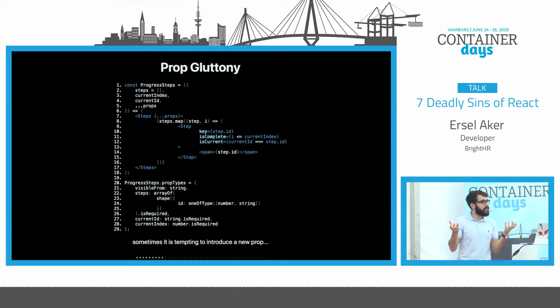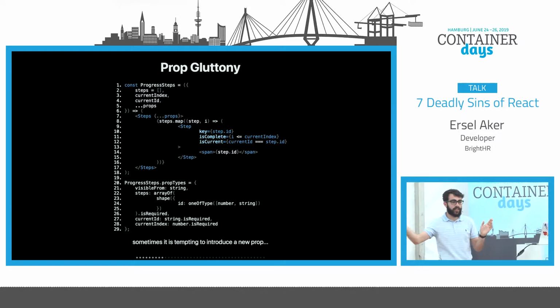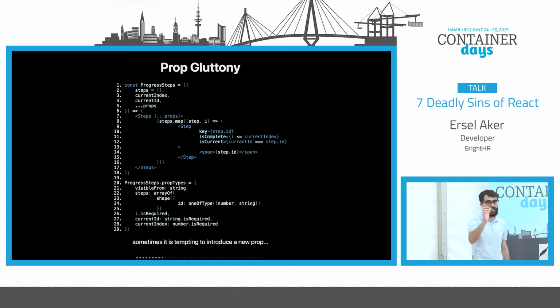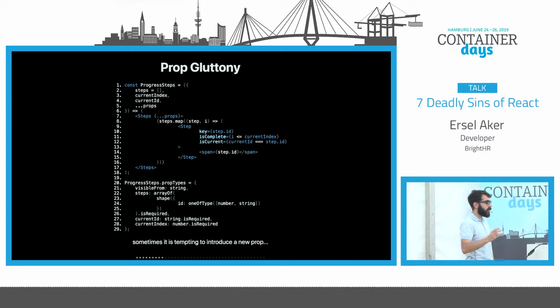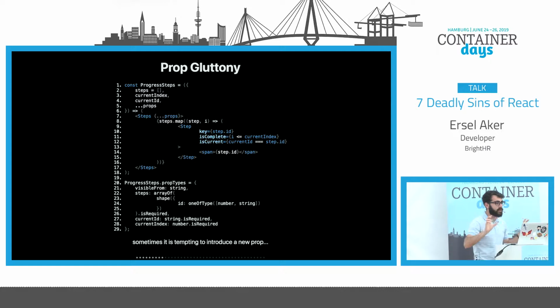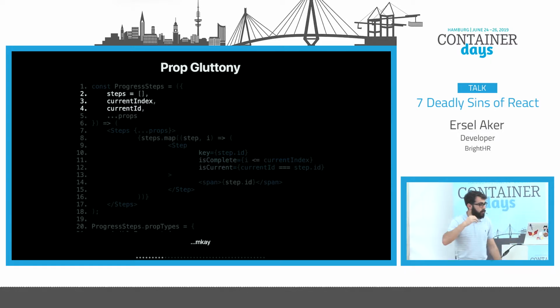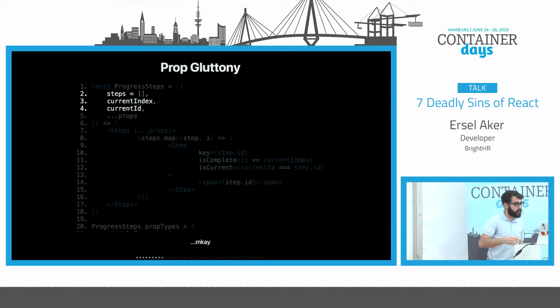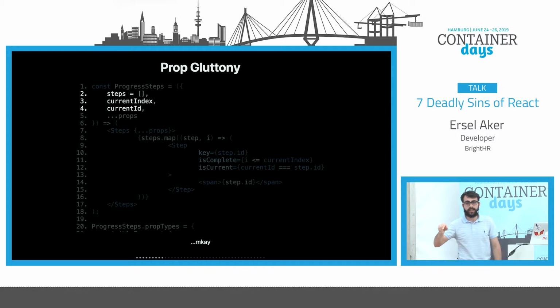And the idea is that you have this wizard type of thing in the user interface. It will have step 1, step 2, step 3. And at each step, it would show the user that you are on step 2. It will be highlighted a bit differently, maybe. And let's see what it takes as props. So the ProgressSteps component used to take an array of steps. OK, that's reasonable. Then it takes currentIndex. Then it takes currentId.